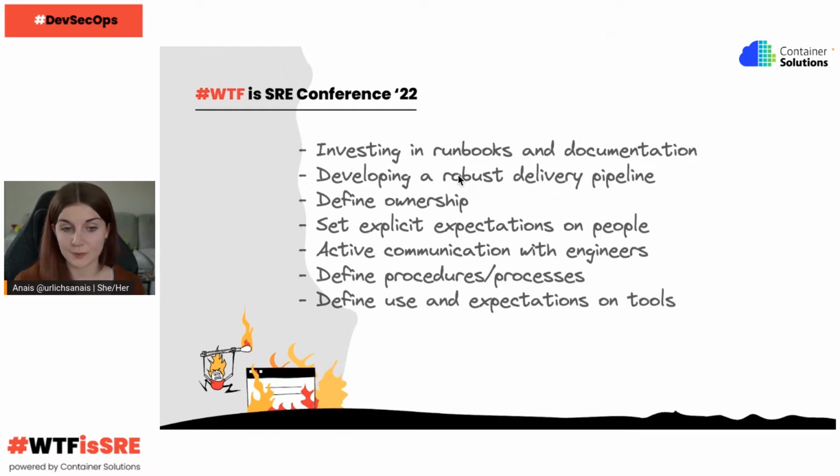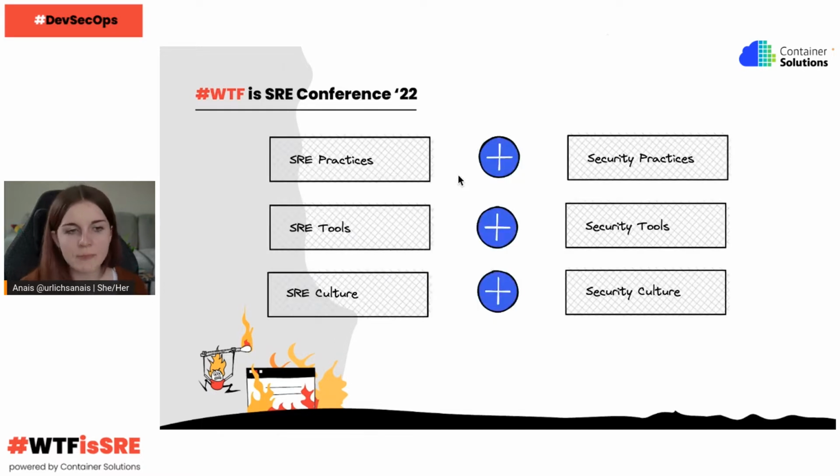Defining ownership is great also for security. Then setting explicit expectations on people on what their job is related to security, what ownership they are supposed to take in that process, active communication like mentioned earlier, and so on. So these are just things that we can build upon when we want to encourage our security first culture, let's say.